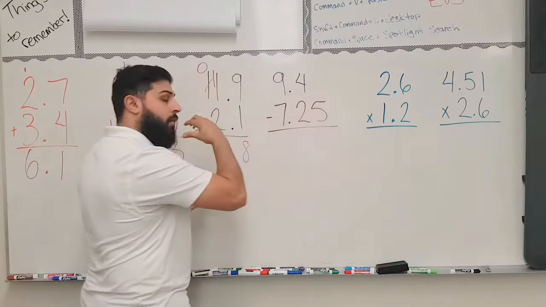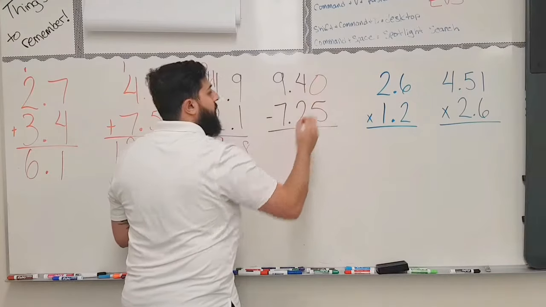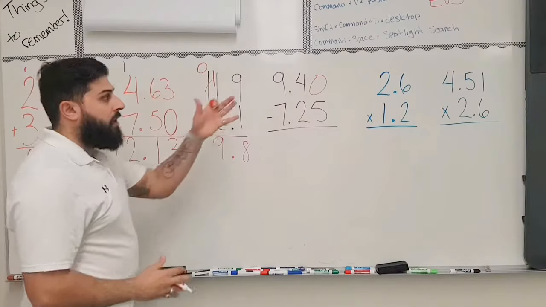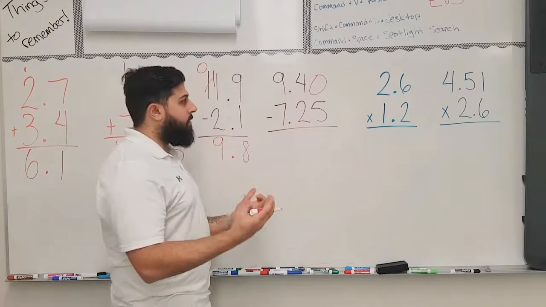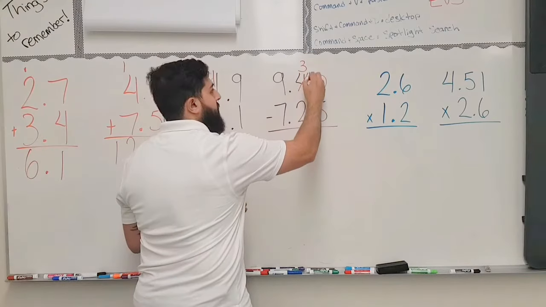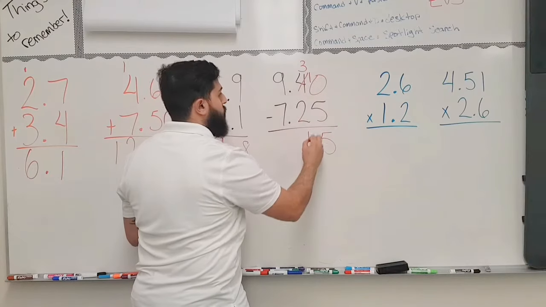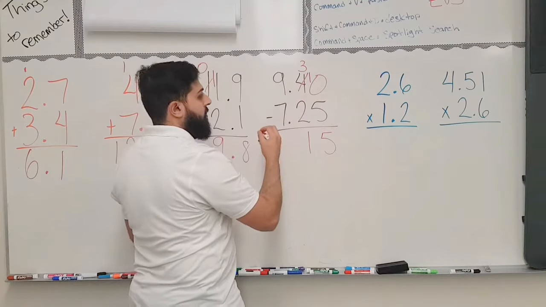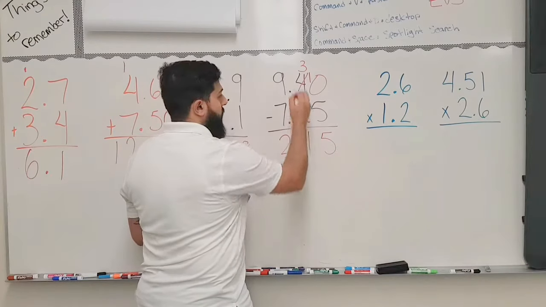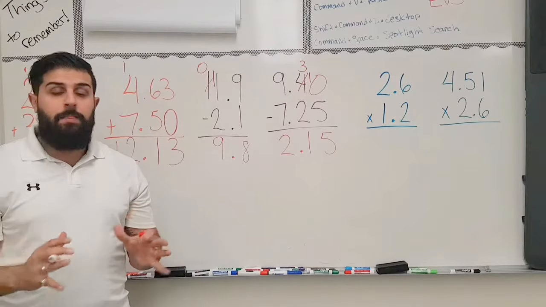Same thing here that we did earlier, 9.4. Well, we know that's going to be the same as 9.40, 9 decimal 40. 0 take away 5, can't do it. What we do, borrow from the neighbor. This becomes 10. 10 subtract 5 is 5. 3 subtract 2 is 1. 9 subtract 7 is 2. Carry that decimal down. Adding, subtracting, easy.